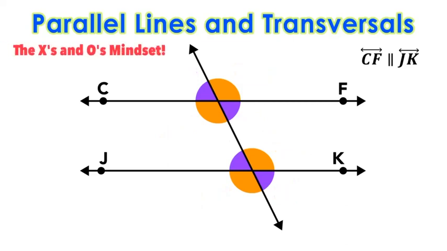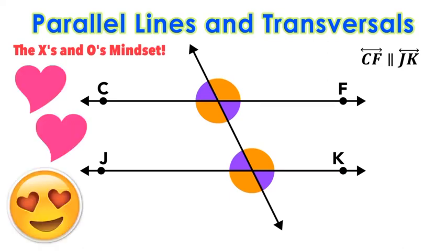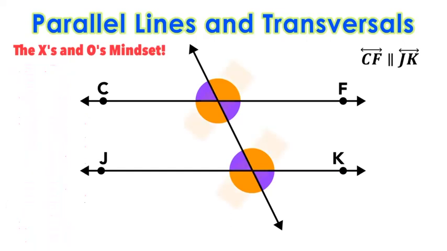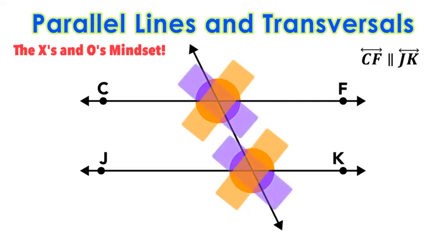Now, since we are all about visual learning here at Mashup Math, I want to share with you guys something that I call the X's and O's mindset. This is a helpful little technique for you to better understand the relationship between the angles in any situation involving parallel lines cut by a transversal. Now, this mindset involves differentiating between the obtuse angles and the acute angles using some kind of a diagonal mark. So in this case, I have a diagonal orange streak for the obtuse angles and a diagonal purple streak for the acute angles.